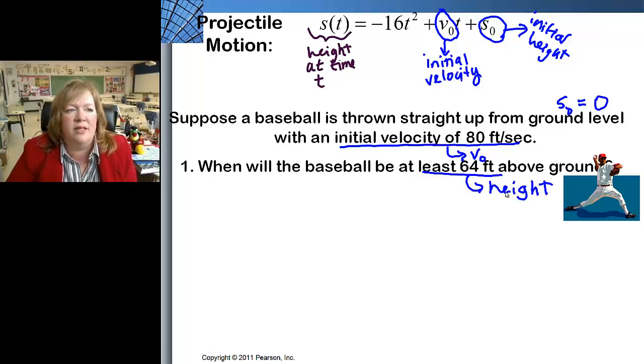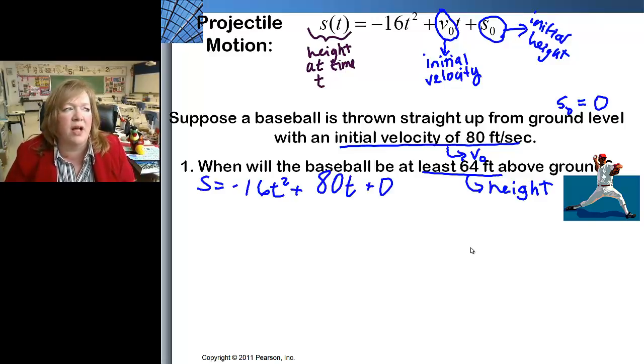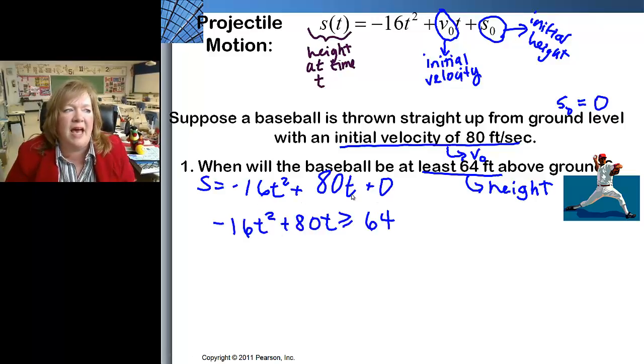And this gives us our height at a certain time, but since it's at least, it's going to be an inequality. So when we do this inequality, we put the 80 in for v sub 0, and this height has got to be greater than or equal to 64. It's got to be bigger. We want to know when this is going to be larger than 64 feet.